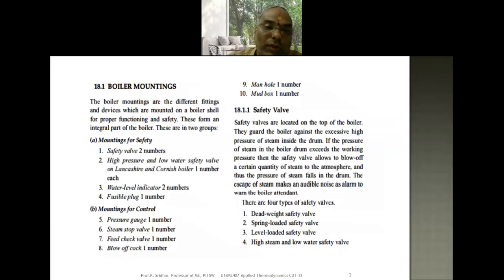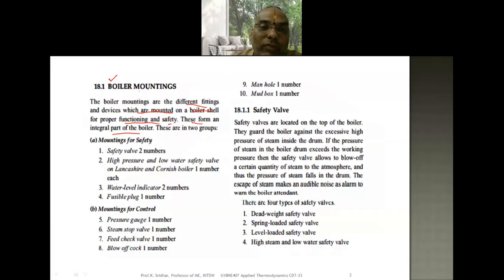So here, first of all, what is the need of the boiler mountings in a thermal power plant? Why are these called boiler mountings? The boiler mountings are the different fittings and devices which are mounted on a boiler shell for proper functioning and safety. It's very important, because without boiler mountings, the boiler cannot work properly. And similarly, from the safety point of view also, the boiler mountings are very essential. That's why they form an integral part of the boiler.